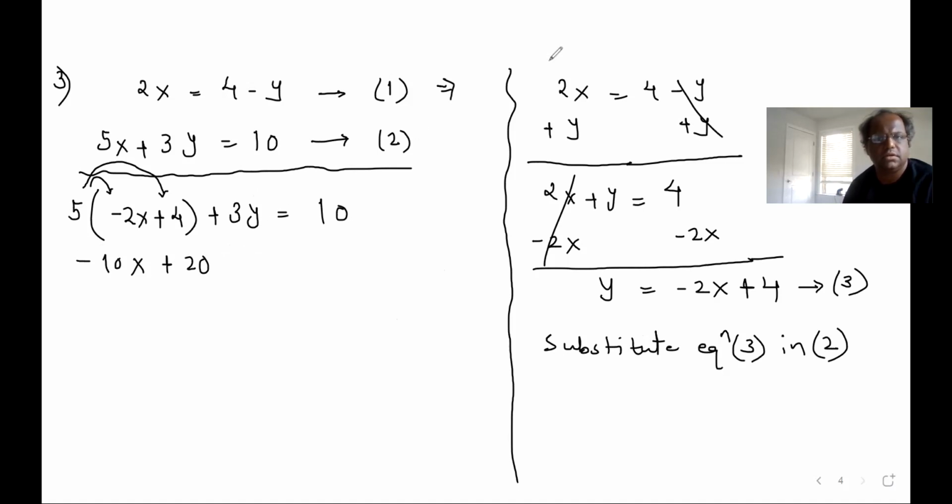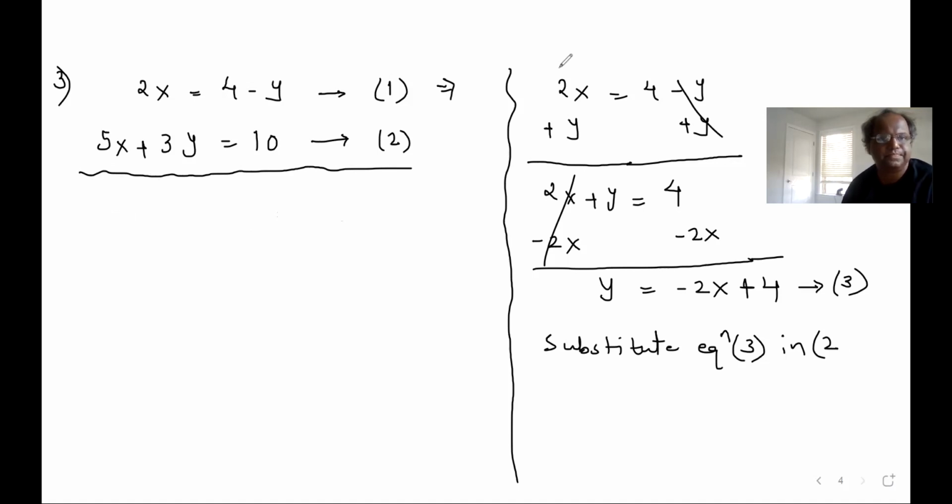Oh, sorry, my bad. It is reverse and happens the other way around. Sorry. Should be 5x plus 3 times minus 2x plus 4 is equal to 10. So you've got to be careful. You don't want to repeat minus x.